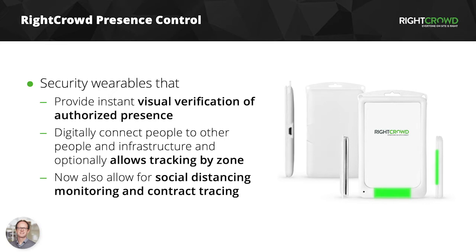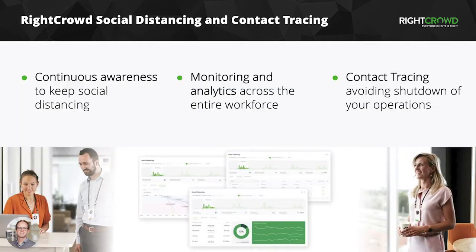Earlier in the year, in the context of COVID-19, we extended the capabilities of that wearable and of our presence control platform to also do social distancing monitoring and contact tracing. So that's the main topic for today's webinar. If we start with the main goals, what are we trying to achieve with RightCrowd social distancing and contact tracing? It's really all about three things.